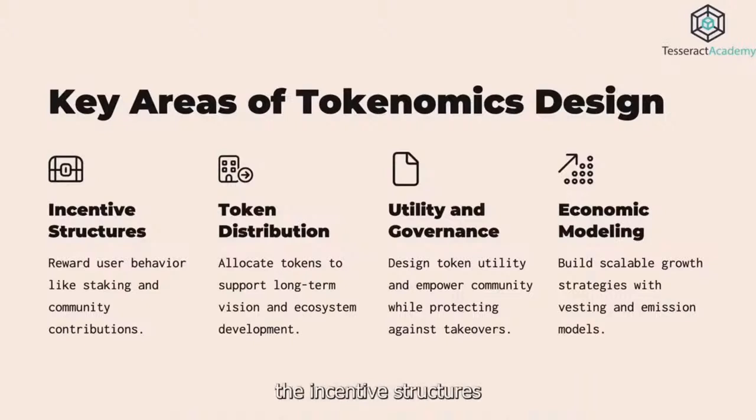First of all, the incentive structures in between the different agents of the ecosystem. Then the token distribution. It's important to make sure that the token distribution supports the long-term and the short-term objectives. Utility and governance, especially utility, is extremely important because it's one of the factors that is going to determine the long-term success of the project. And finally, the economic modeling. It's important to make sure that the token economy can scale and then appreciate in value over time.